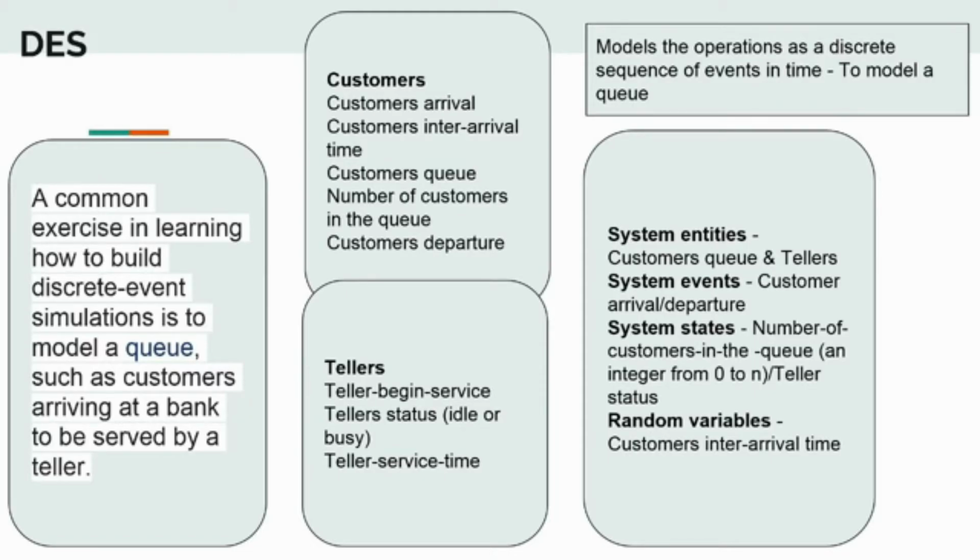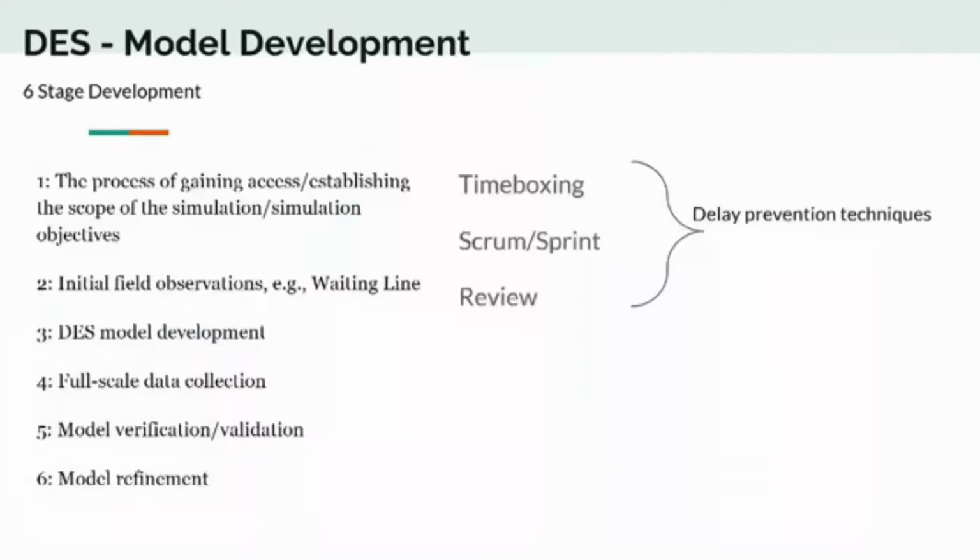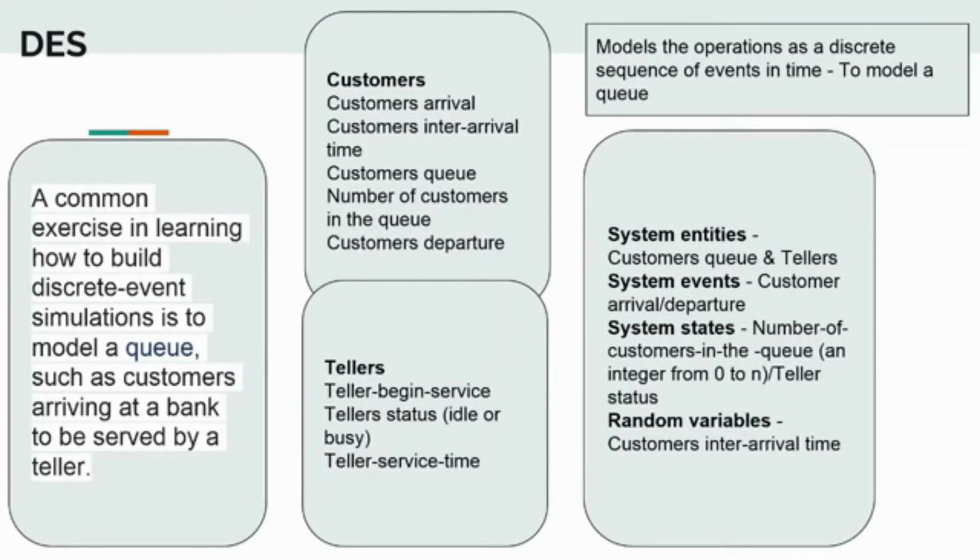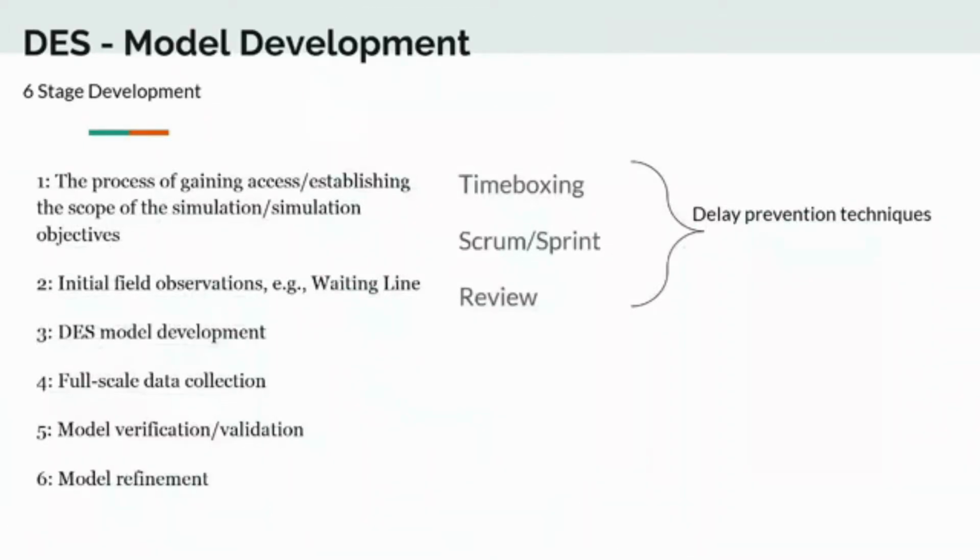In discrete event simulation, we have to use random number generators to calculate the interarrival time. So from here, you break it down into the model. Then, this is basically the development stage.